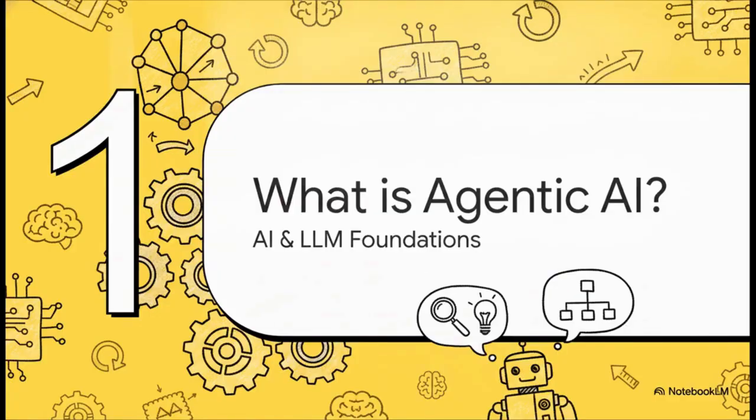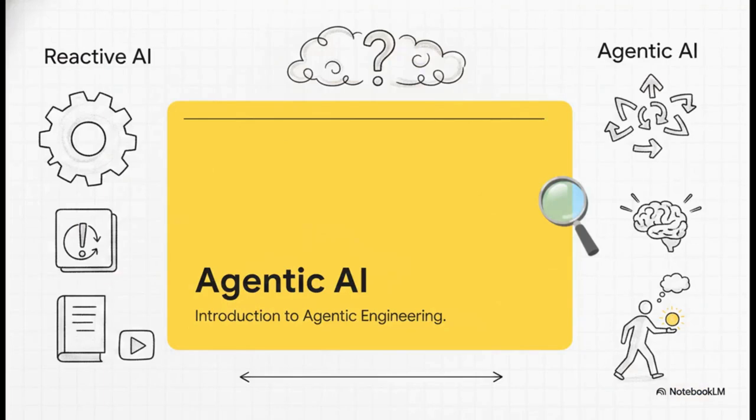All right, Section 1, welcome to Agentic AI. So, what exactly is Agentic AI? To really grasp this core concept, it helps to look at what it isn't. For the longest time, AI has basically been a reactive tool. You ask a question, you get a static answer. You push a button, it runs a pre-programmed script. But Agentic AI? It completely flips that script.